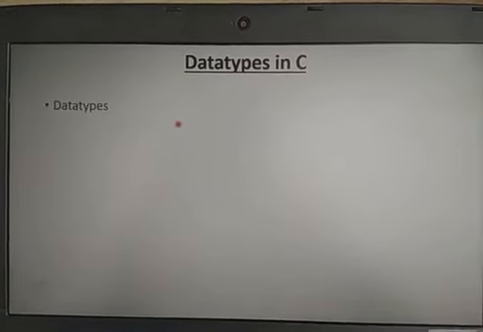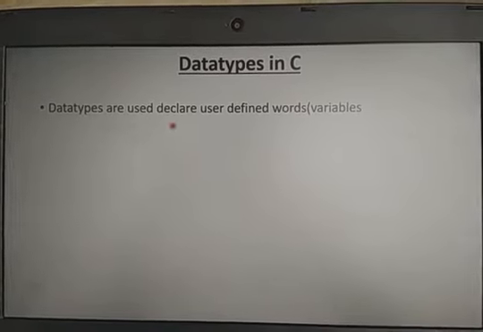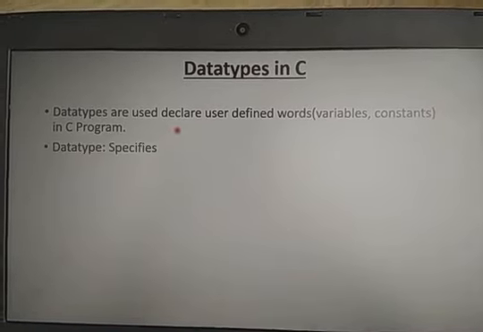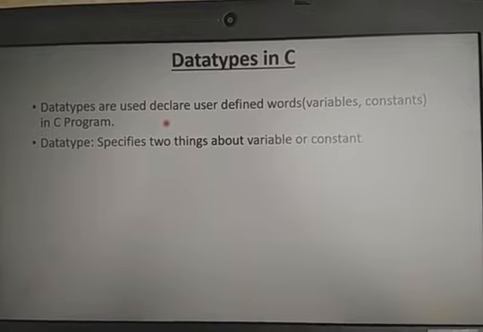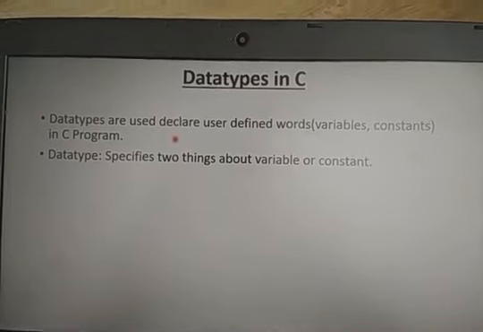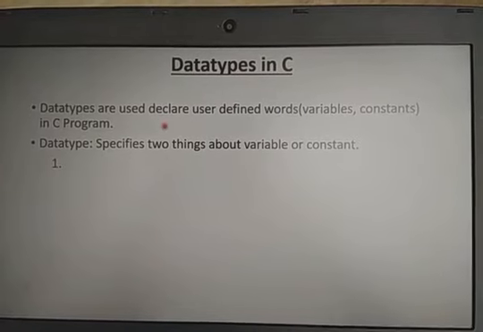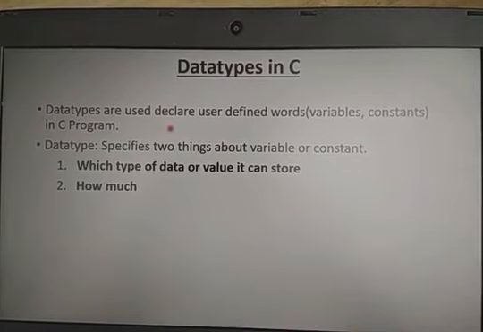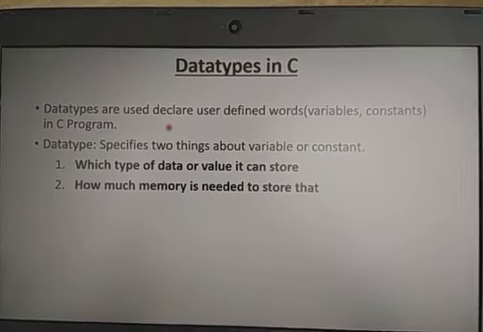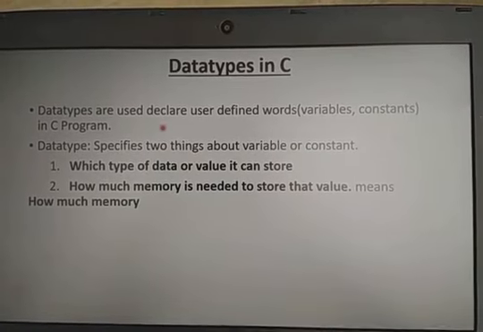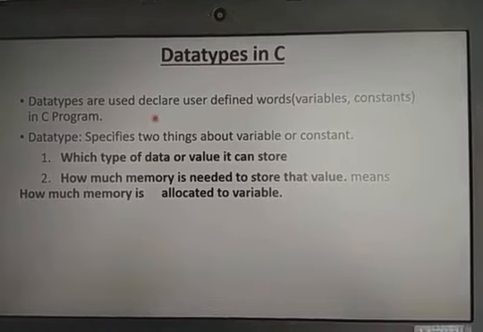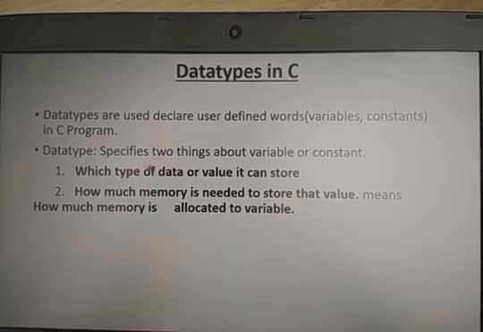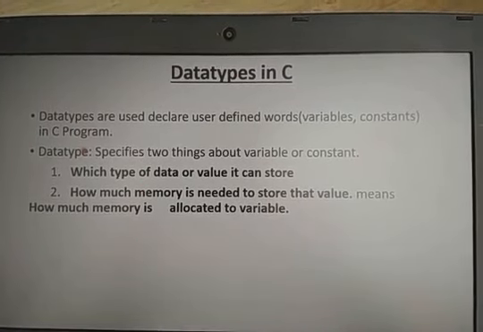right? So data types are used to declare user-defined words. These may be variables or constants in the C programming language, right? What is the data type? It specifies two things about the variable and constant. One is which type of value the variable can store, and the second is how much memory is needed to store the particular value. That is, how much memory is allotted to the variable. These two things are given to the compiler by specifying the data type in the program.